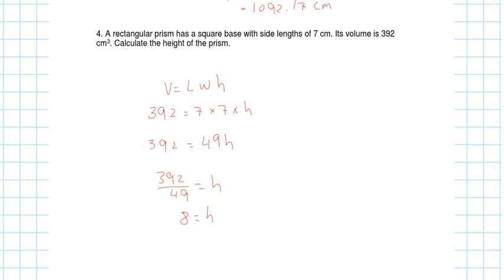Make sure that if it's a word problem, you do a therefore statement, right? The height of the prism is 8 centimeter. Make sure you include units, you include your therefore statement, and you include your answer. Are we okay with that?